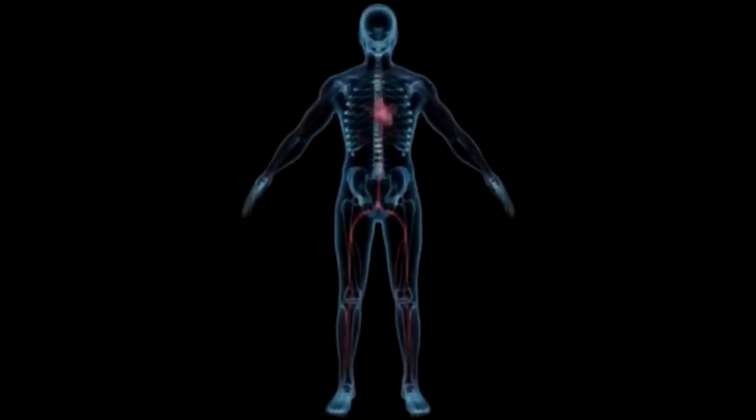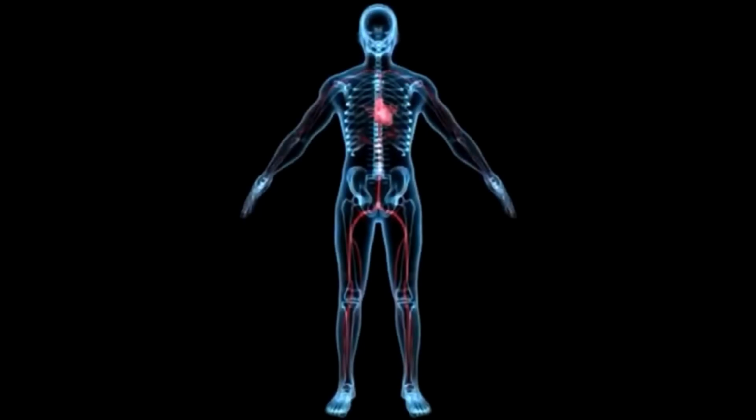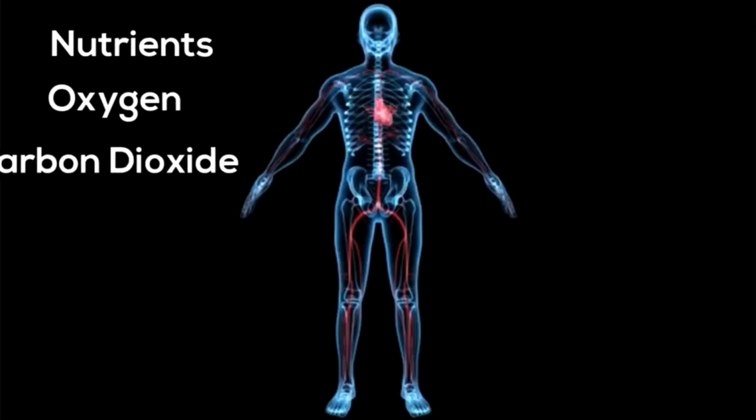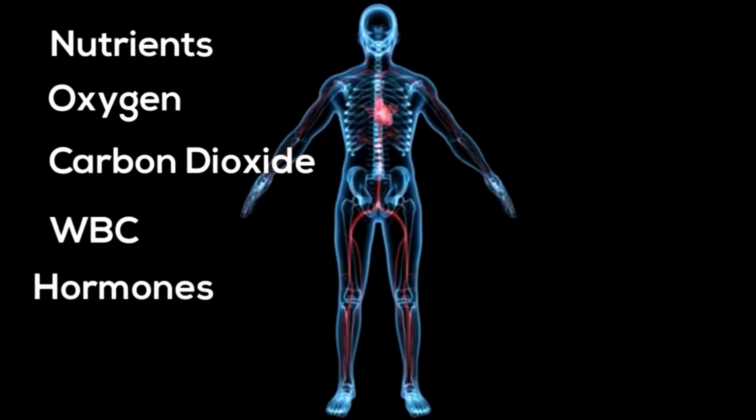So in summary, the job of the circulatory system is to circulate blood to and from the cells in the body in order to transport nutrients, oxygen, carbon dioxide, white blood cells, and hormones to and from each cell.